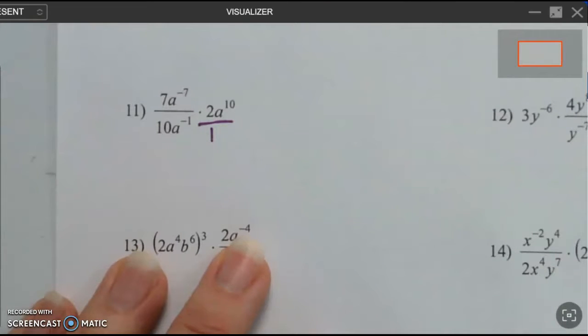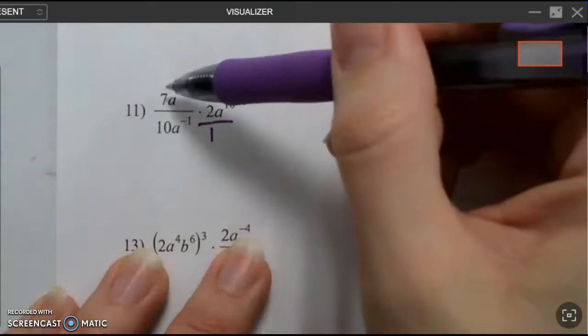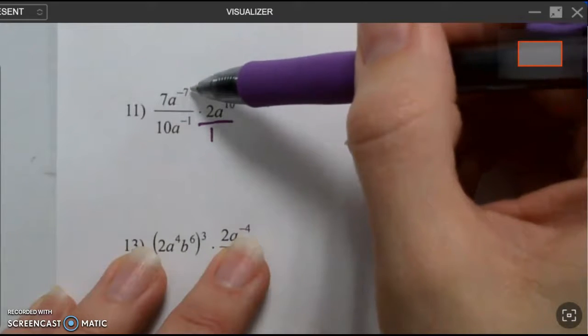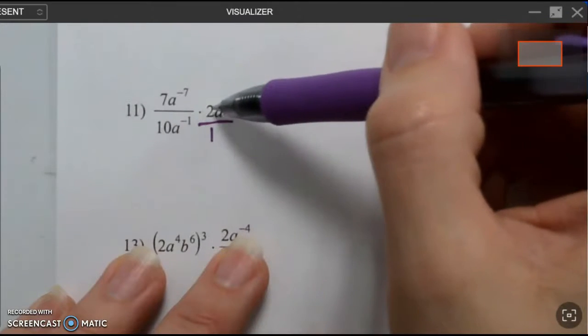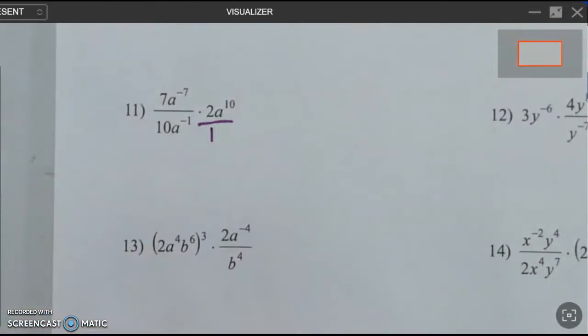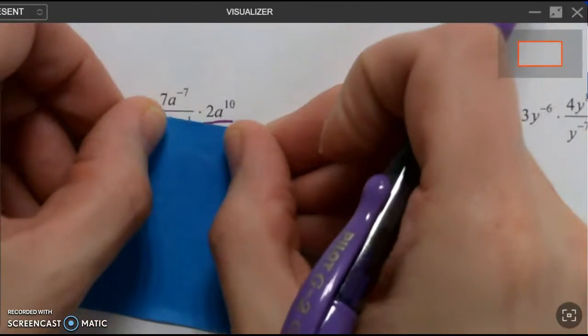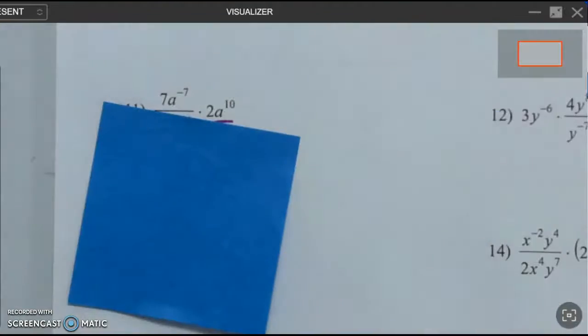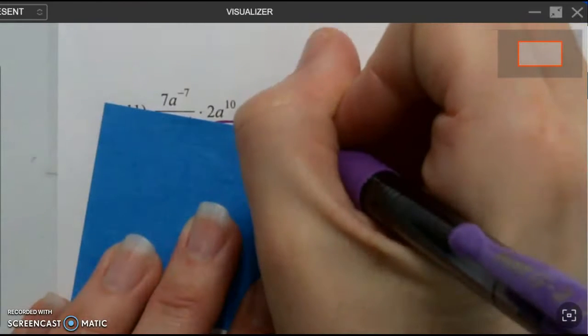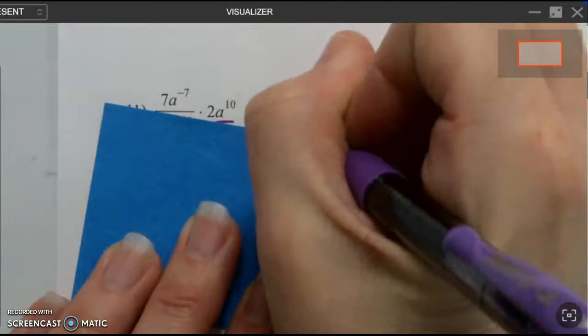We made it over 1, so it was like all one big fraction. Okay, so I've got 7a to the negative 7 on the top, and we're going to multiply that times 2a to the 10th. Right now, I don't even want you to look at what's going on the bottom. Don't even look at that. Everybody should be able to do just that multiplication. 7 times 2, that's 14. And then we're going to add the exponents.